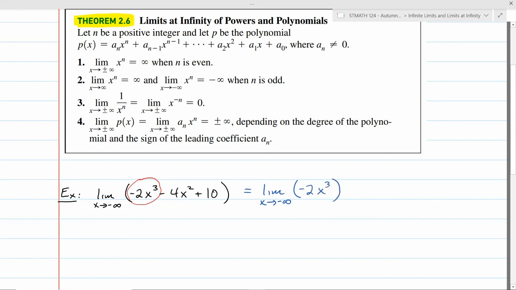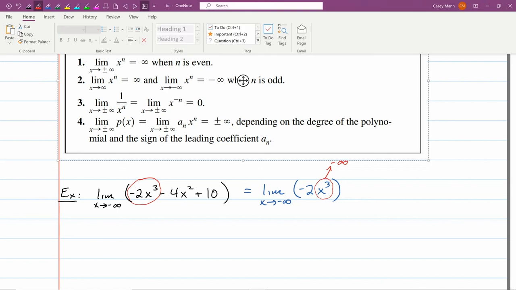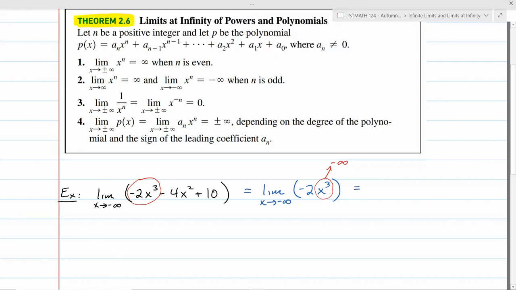Well, this is not too hard to think about. As x goes to negative infinity, we know that the x cubed term is going to negative infinity. But those terms going to negative infinity are getting multiplied times negative 2, so that makes them positive. So you've got some really big negative number multiplied times negative 2, which makes a big positive number. So the answer is positive infinity. And it's just that easy.